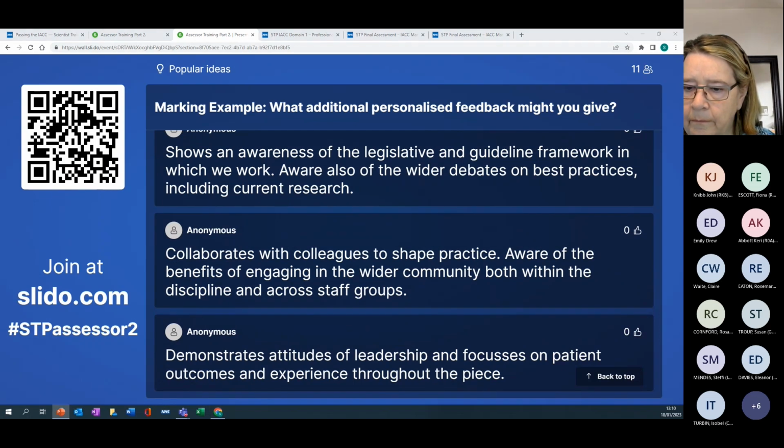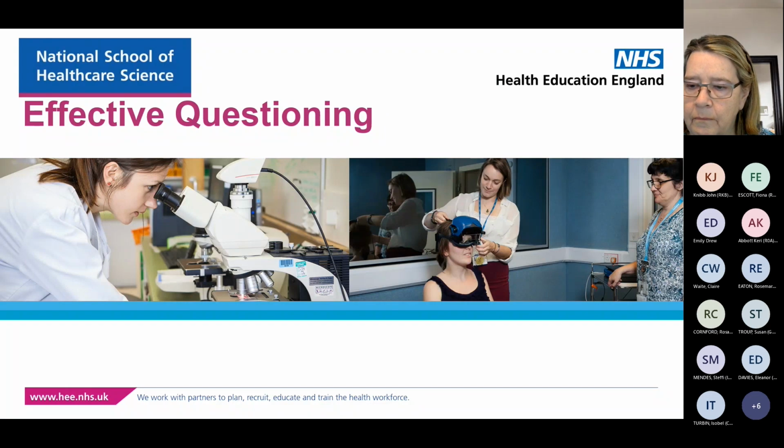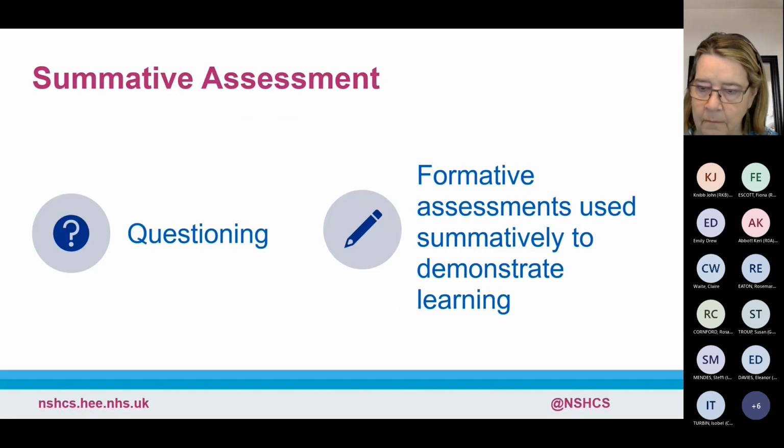So to finish off then, what we'll just discuss briefly is the interview part of it. Particularly because a part of this is going to be the questioning, and we talked about that already in the sense of this is a key component of summative assessment as well as formative. So we said about having questioning and the formative assessments used summatively to demonstrate learning.